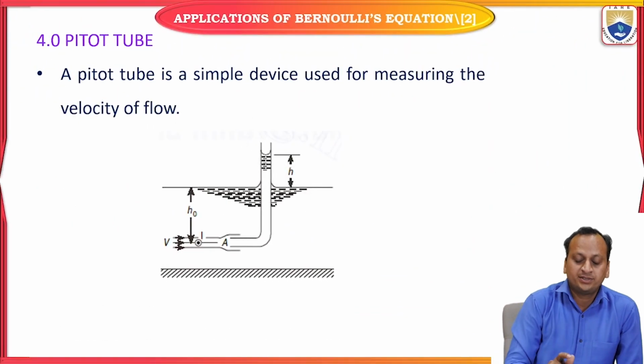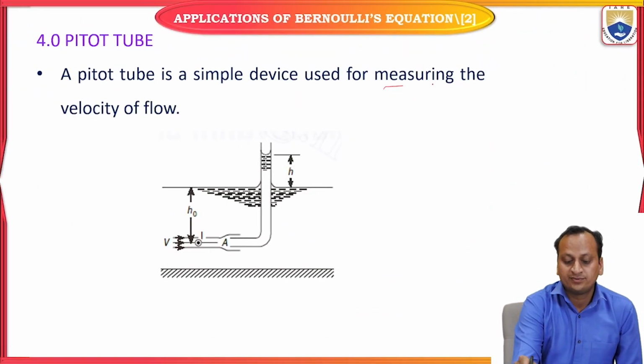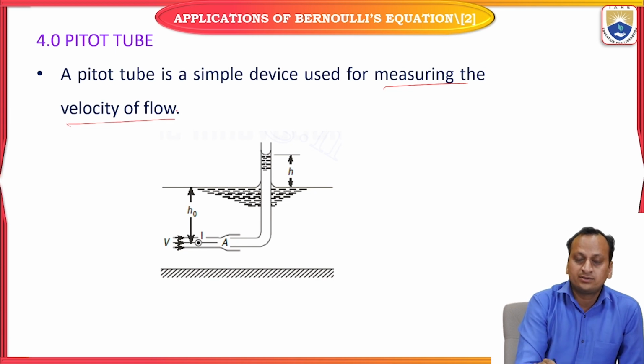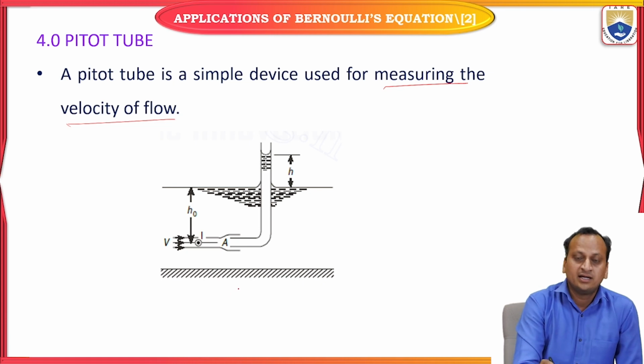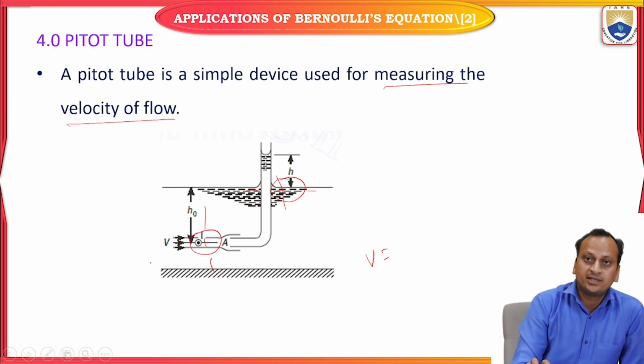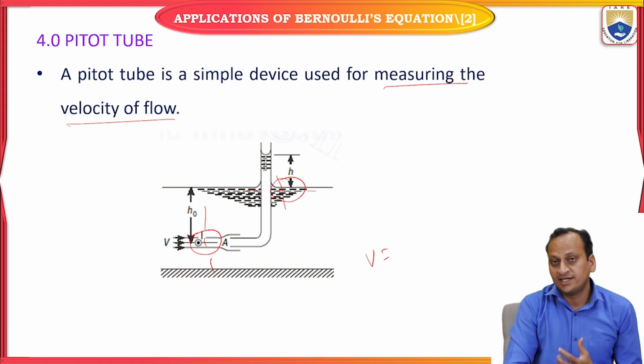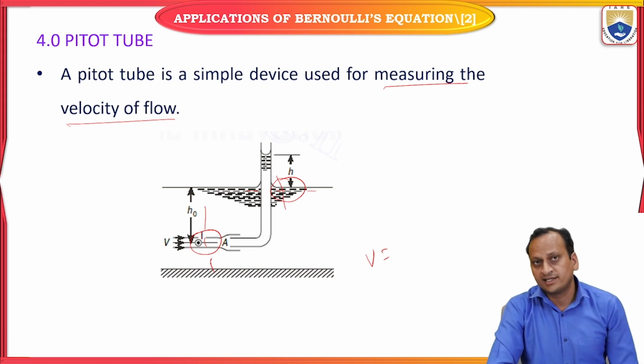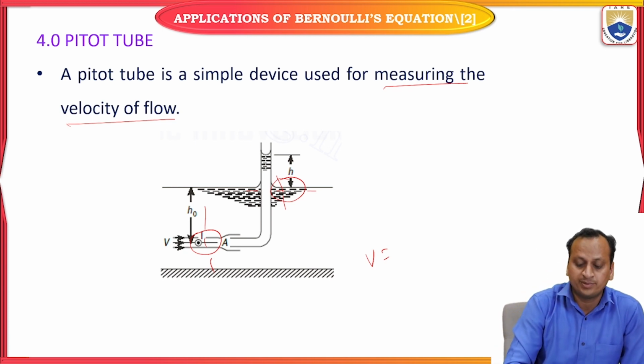Another one is the pitot tube also. The pitot tube is used for measuring the velocity of flow. In order to measure the velocity of flow, the expression can be derived by applying Bernoulli's equation. At these 2 points, Bernoulli's equation can be applied. By applying it, we can derive, and later on we can calculate the velocity which is flowing through a pipe, or which is flowing through a particular point in a stream.